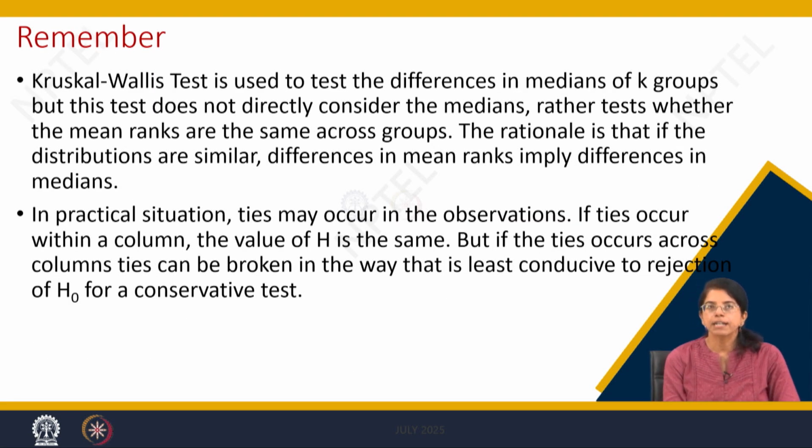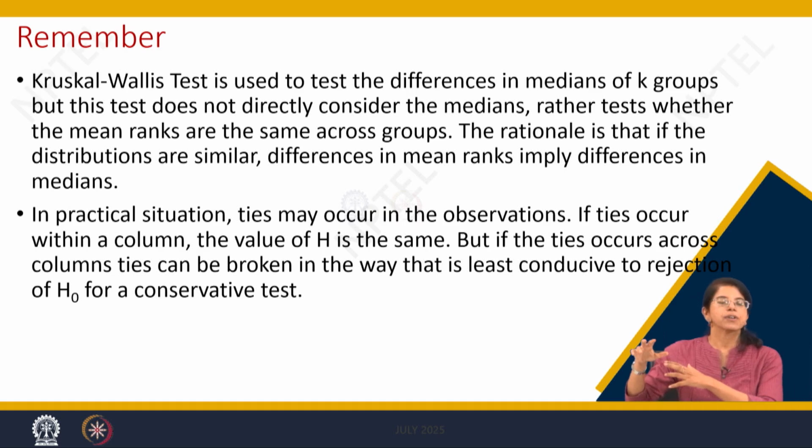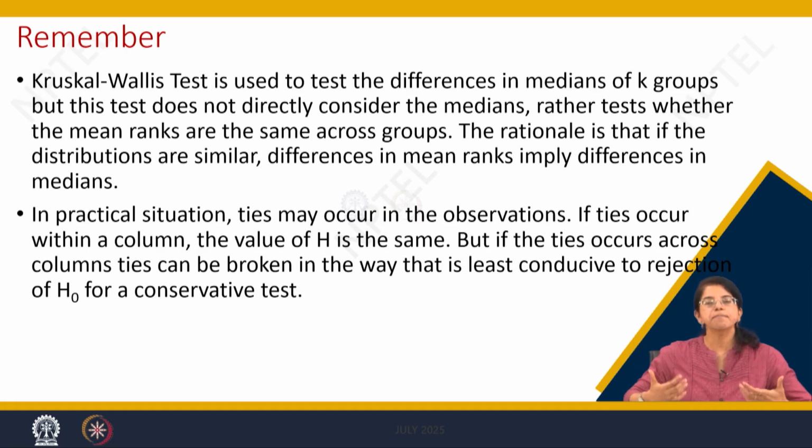Remember, the Kruskal-Wallis test is used to test the differences in medians of k groups, but this test does not directly consider the medians. Probably you noticed that when we are constructing the test statistic, we are not involving the medians in that construction. What we are doing is just taking Ri minus ni into capital N plus 1 divided by 2. So, where is the median involved here? The median is not here. Rather, we are testing whether the mean ranks are the same across the groups.